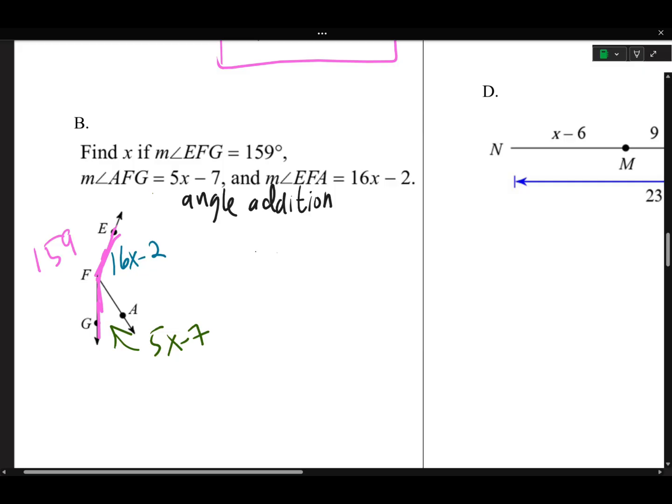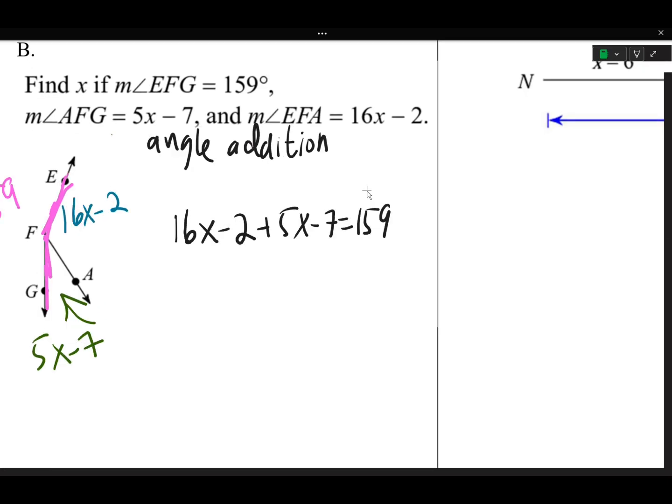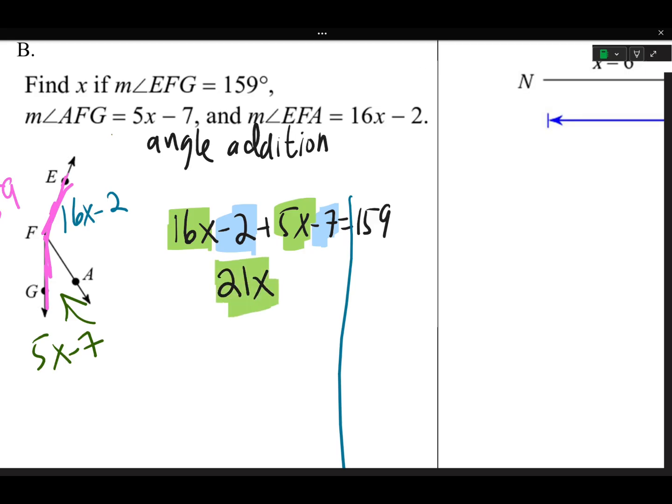All right, so I've got 16x minus 2 plus 5x minus 7 equals 159. The magic of technology. Let's zoom in. I have a bunch of like terms to combine. I have to combine the x's and the regular numbers. 16x plus 5x is 21x. Negative 2 minus 7 is minus 9. And we still equal 159.